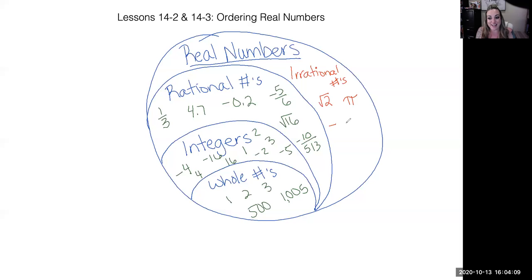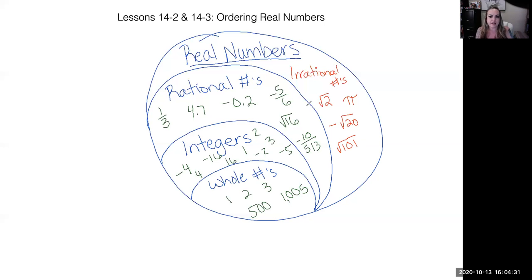We can say negative square root of another number that's not a perfect square, 20. 20 is not a perfect square. So really here what we're thinking is mostly it's just numbers that are not perfect squares. The square root of a non-perfect square, that is. So those are our irrational numbers.